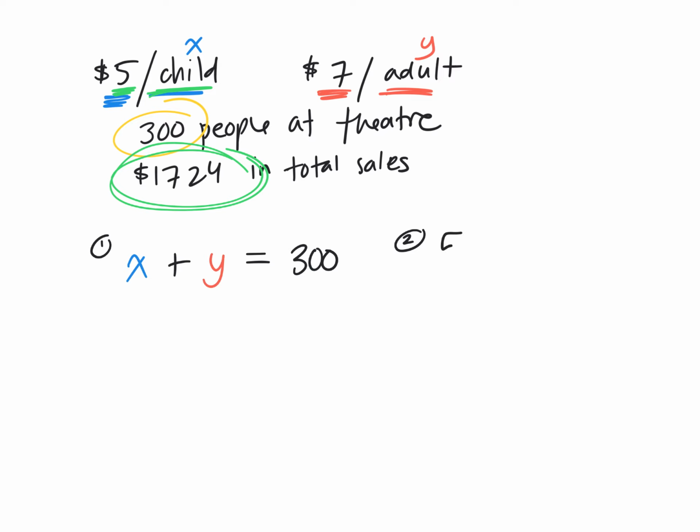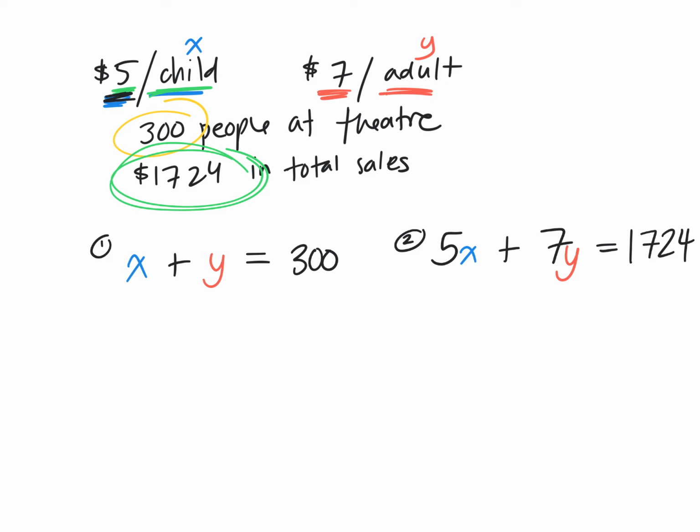It would be 5x, because it's $5 for each child, plus 7y, because it's $7 for each adult. And if you charge that amount and you had the 300 people attend, they made $1,724. So those are your two equations. Does that make sense? Solve.